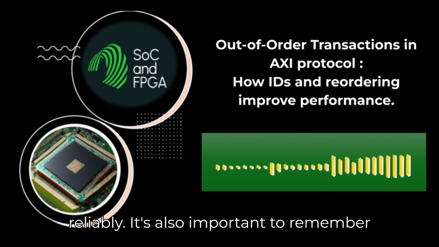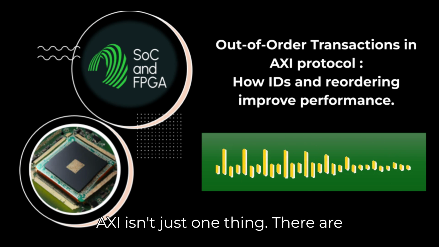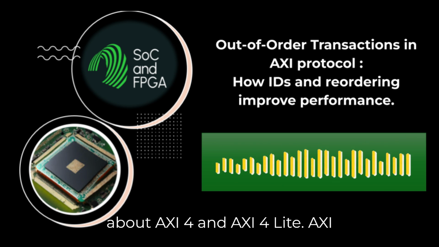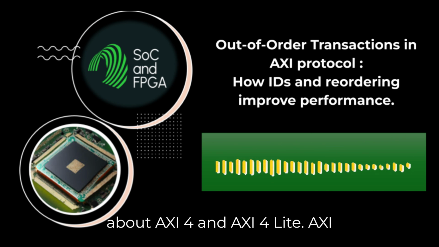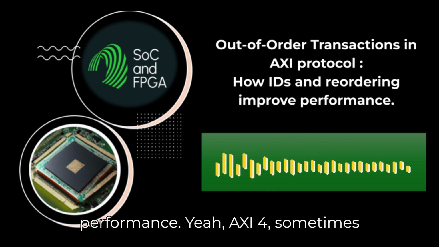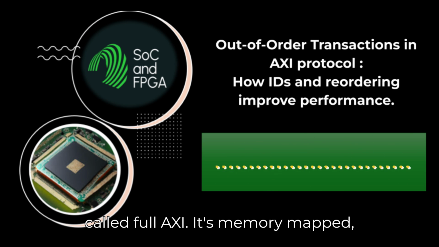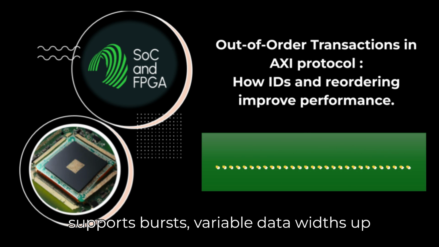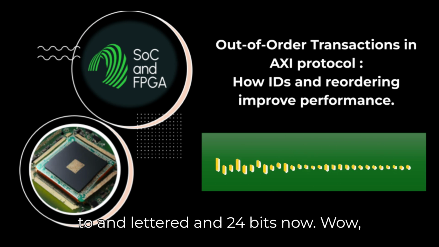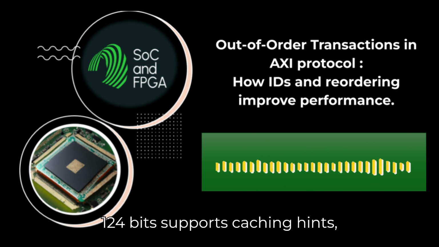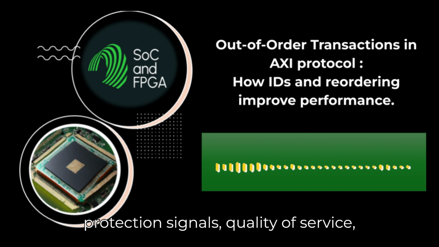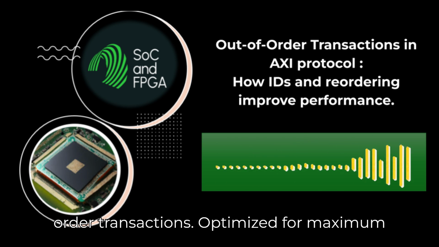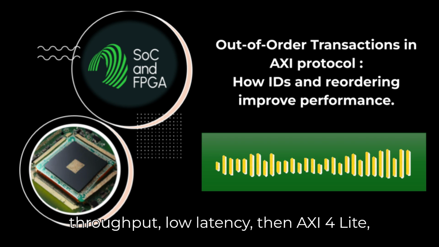manages the flow reliably. It's also important to remember AXI isn't just one thing. There are different versions. Right. You mainly hear about AXI4 and AXI4-Lite. AXI4 is the full-fat version, high performance. Yeah, AXI4, sometimes called full AXI. It's memory mapped, supports bursts, variable data widths up to 1024 bits now. Wow, 1024 bits. Supports caching hints, protection signals, quality of service, and importantly for us today, out-of-order transactions. Optimized for maximum throughput, low latency.